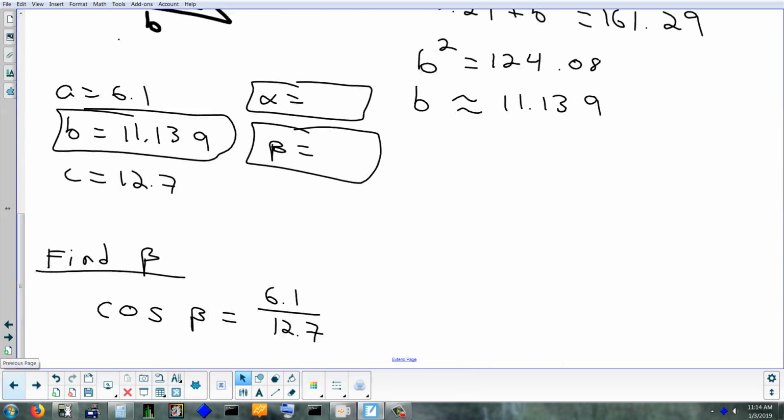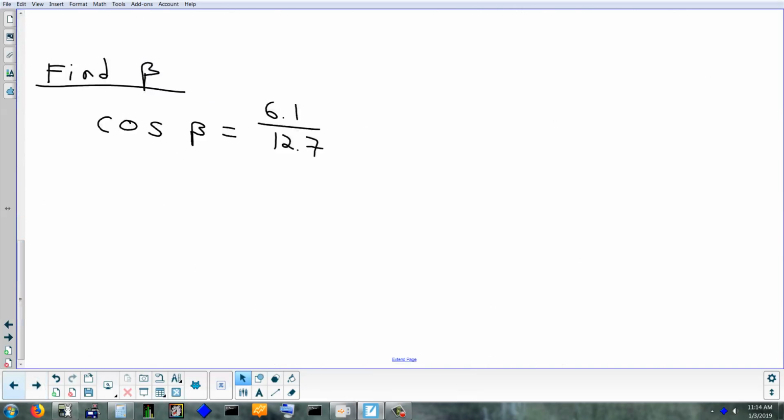Yep. The variable is in a different spot. The variable is inside the cosine function. It's kind of like if you had something like this: the square root of x equals 10. Well, the variable is inside another function.